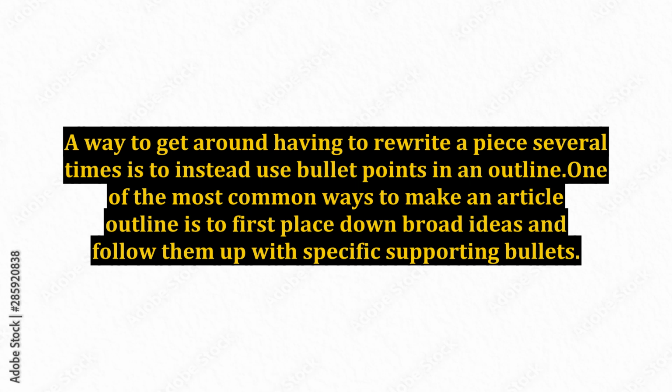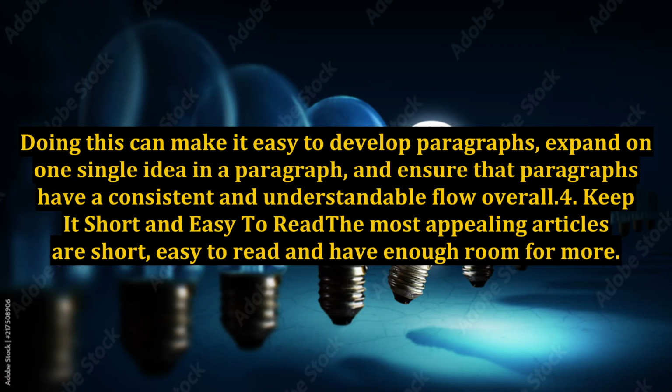One of the most common ways to make an article outline is to first place down broad ideas and follow them up with specific supporting bullets. Doing this can make it easy to develop paragraphs, expand on one single idea in a paragraph, and ensure that paragraphs have a consistent and understandable flow overall.